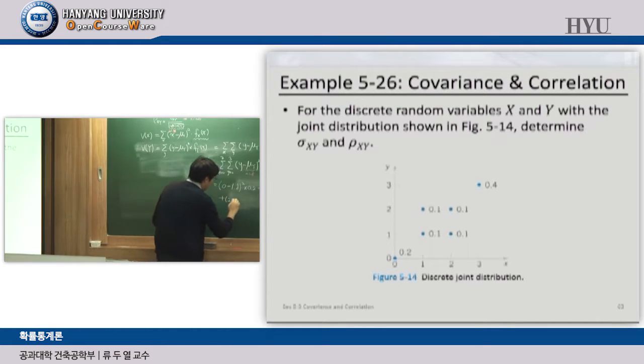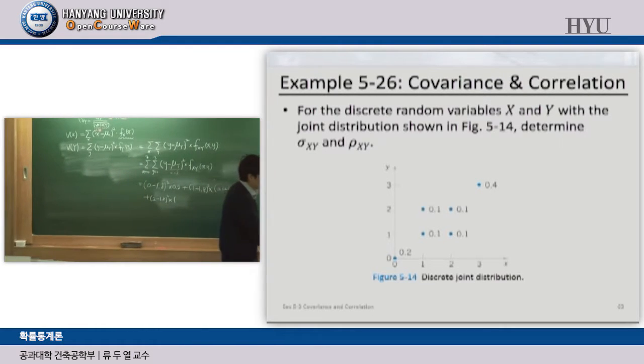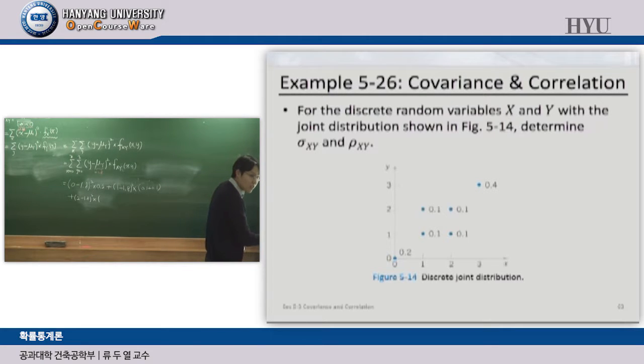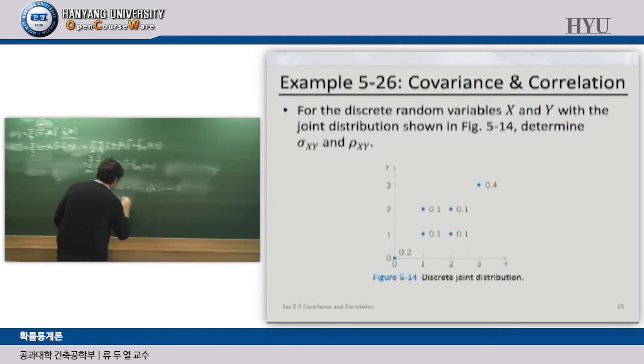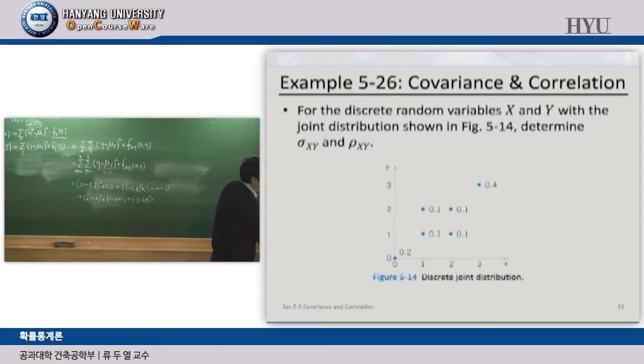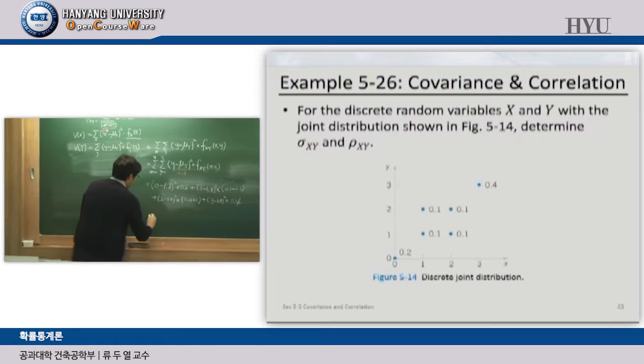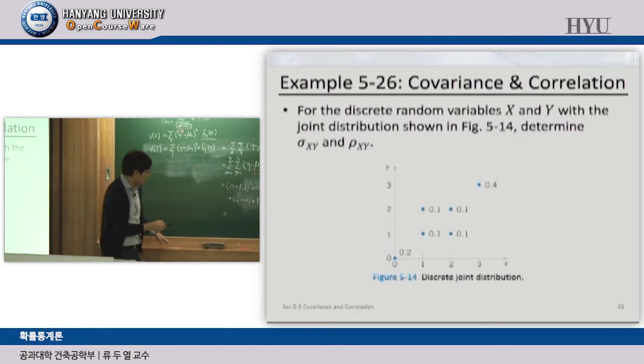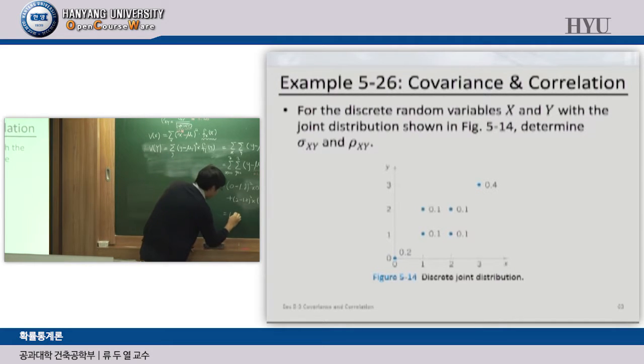Plus, when y is equal to 2, (2 minus 1.8) squared by, we also have two different joint probability mass functions here. So this will be 0.1 plus 0.1 plus, when y is equal to 3, we only have one probability here, that is 0.4. So if you calculate this equation based on your scientific calculator, this is also equal to 1.36. Okay?